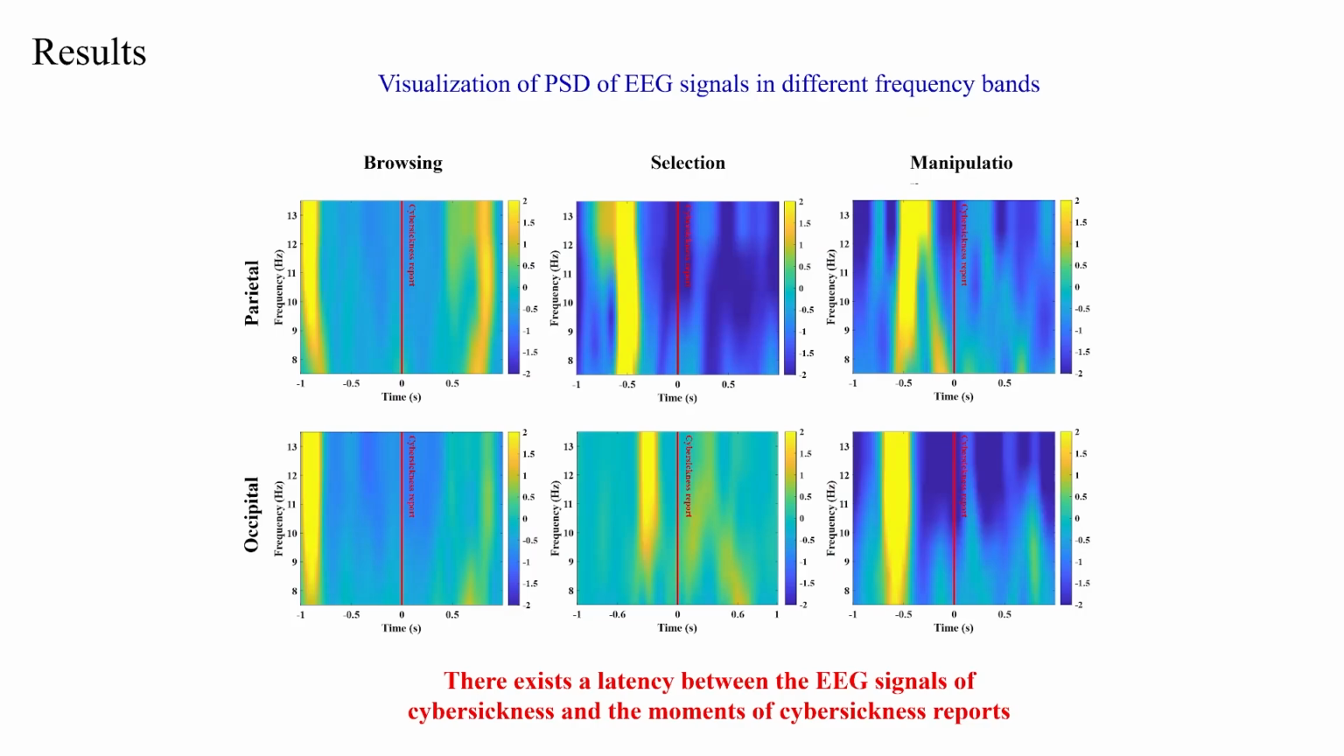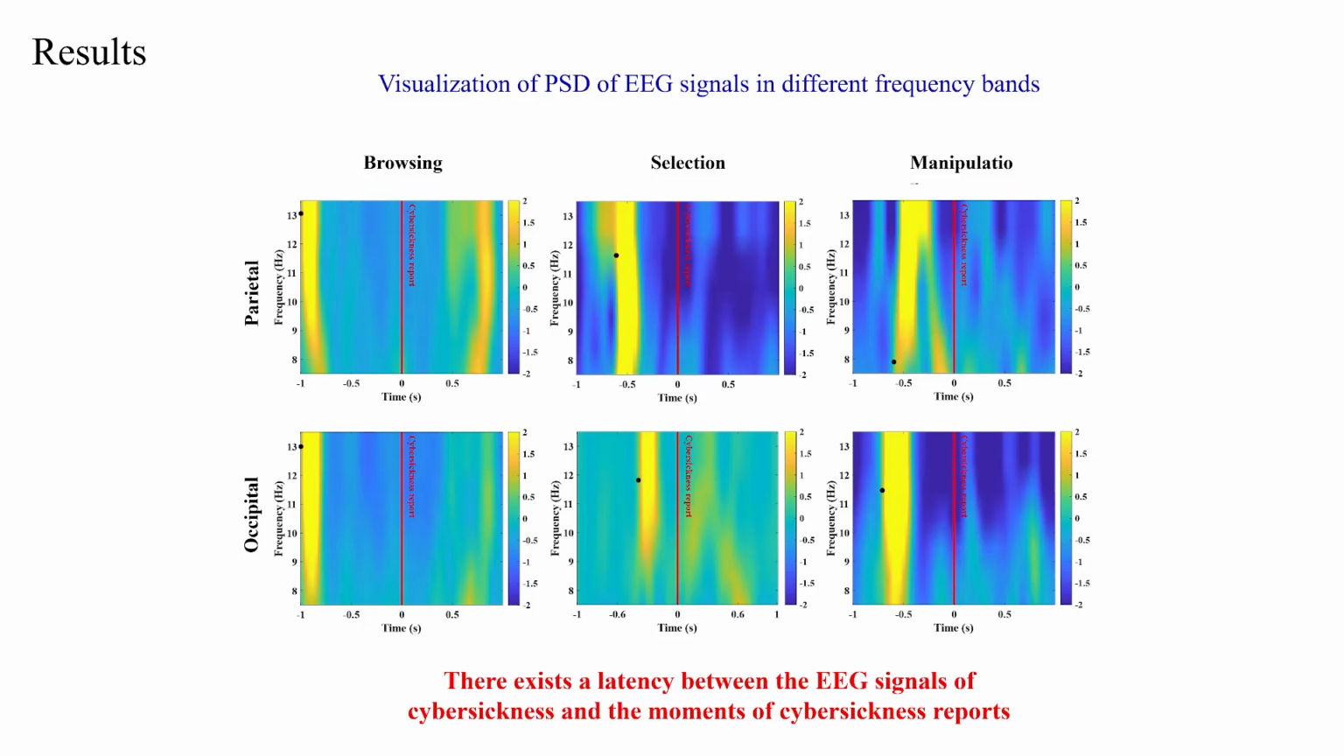This figure presents 6 representative time-frequency analysis results from our experiment. The rows correspond to signals from the parietal and occipital lobes. The columns represent different VR tasks. A prominent red vertical line at x equals 0 marks the moment of user-reported cybersickness.